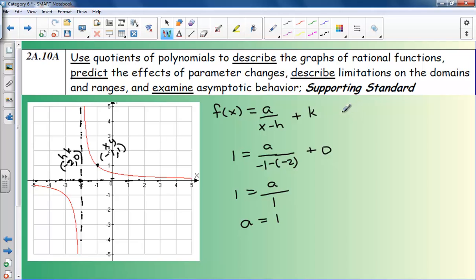So then my equation is f of x equal to 1 over x minus h. So remember, h always does the opposite, so this is going to become x plus 2, and then I could write a plus 0 out here for my k, but I really don't need to. And that is the equation for that graph.